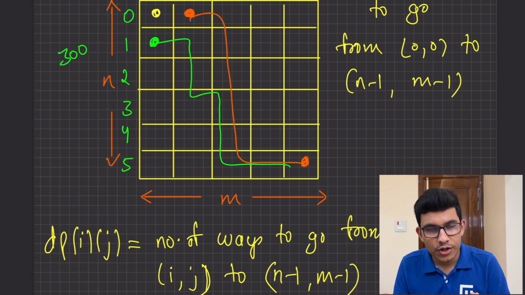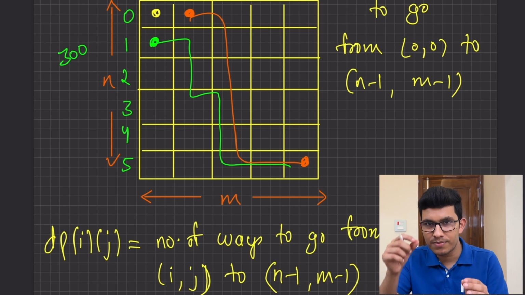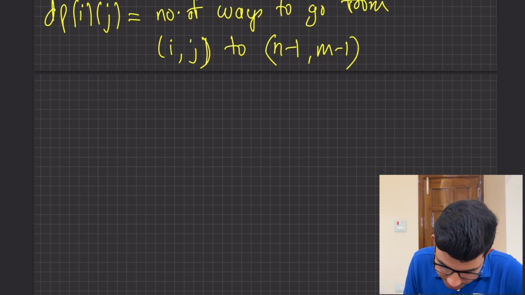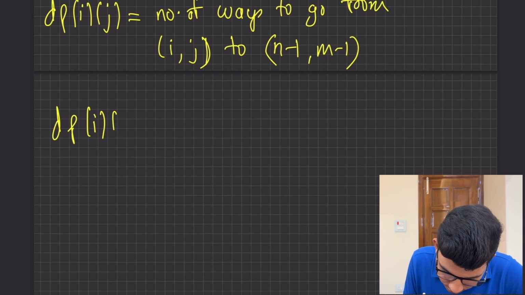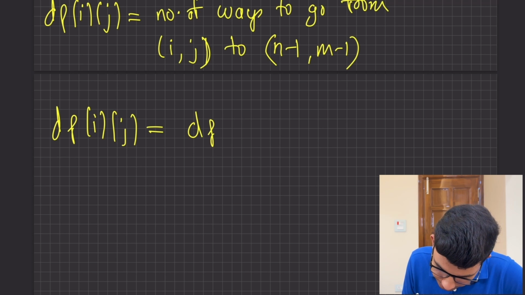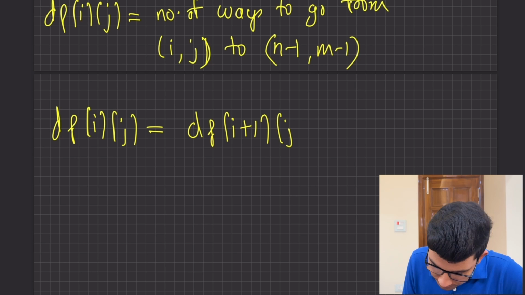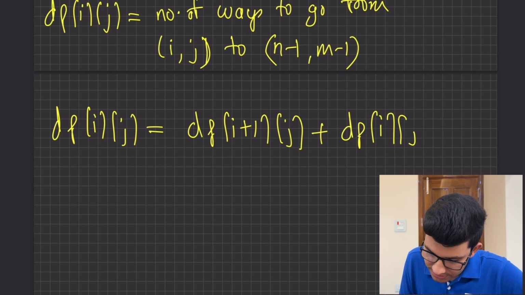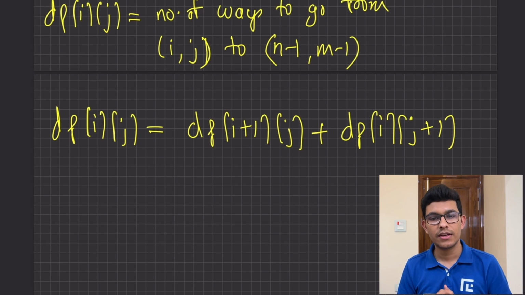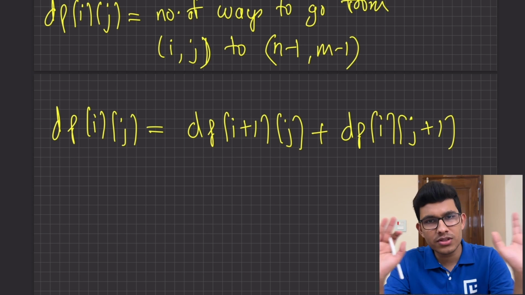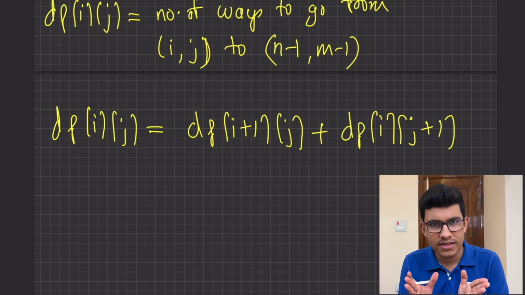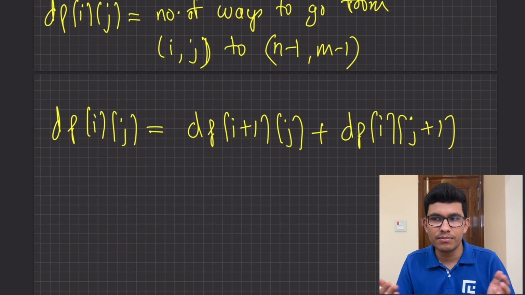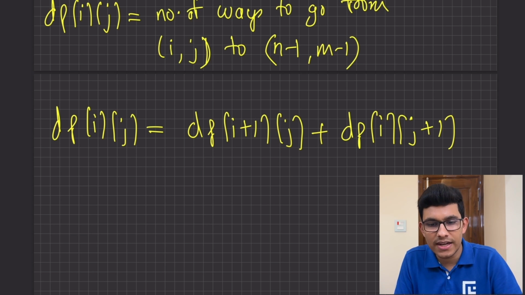Correct? Now what is going to be the transition? Obviously you have two smaller subproblems, i plus 1, j and i, j plus 1. So the transition is going to be this: dp of i, j is equal to dp of i plus 1, j, which is the case where you go down, plus dp of i, j plus 1, which is the case in which you go right. Essentially this is how it works in most DP problems. When you have to find out the number of ways, you just add up all the ways of the smaller subproblems. When you have to find out minimum or maximum, you just take the minimum or maximum. As simple as that, right?